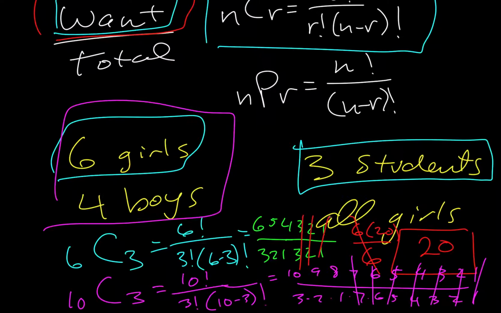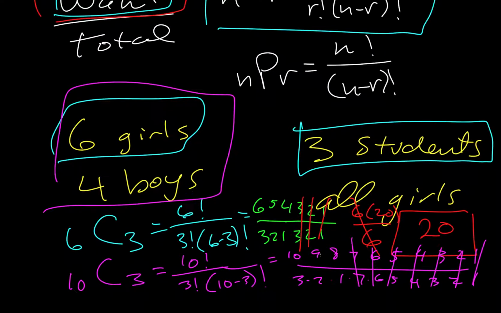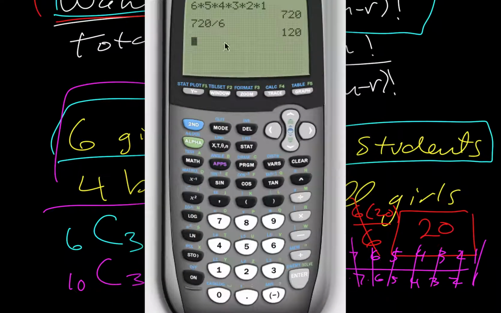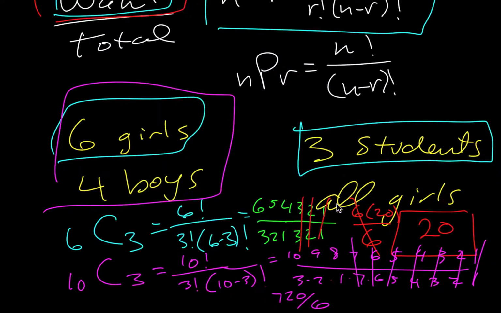And then, let's see, we get 720 over 6, which I think I just did on the calculator. Yeah, 120. So that's 120. So this is our total.